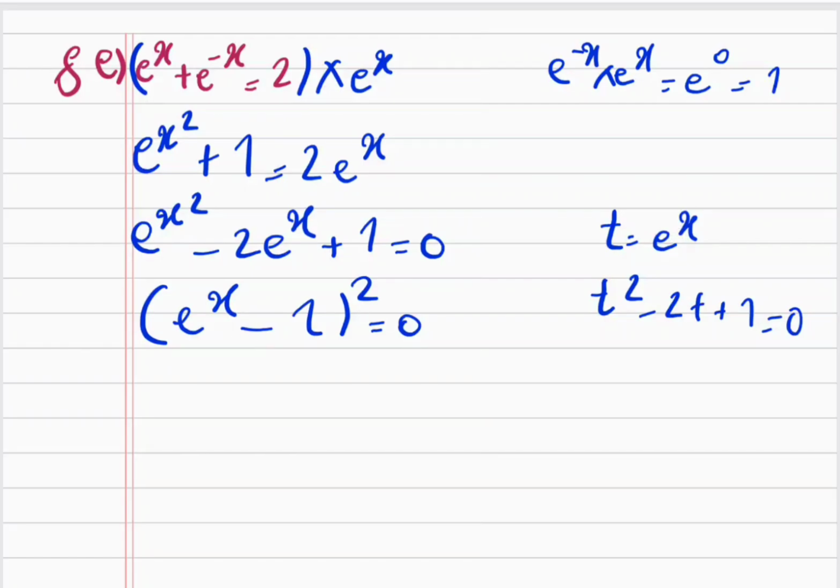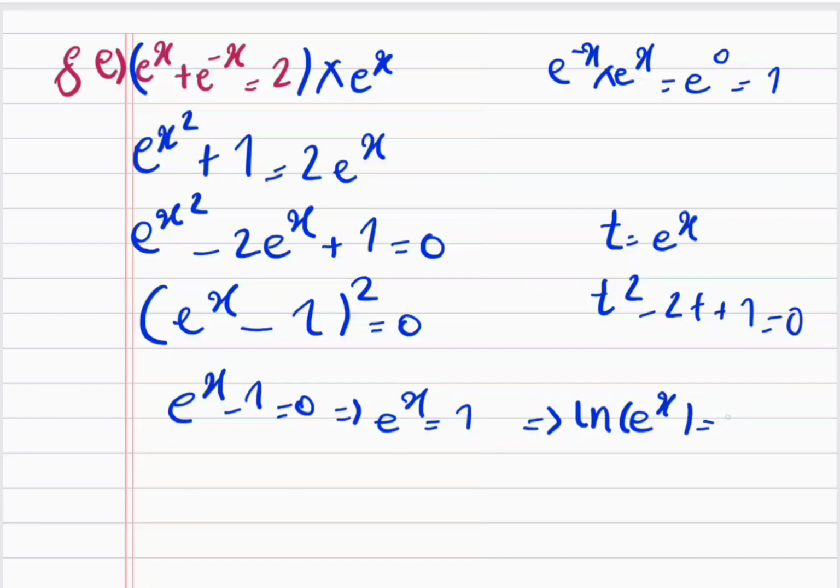But using this identity, in this case, we can take the square root of both sides. So we'll get e to the x minus 1 is equal to 0, which means e to the x is equal to 1. And finally, we just take the natural log of both sides. So we'll have ln e to the x is equal to ln 1. But remember, ln 1 is equal to 0, and ln e to the x is just equal to x because ln and e cancel each other out. So the answer is simply equal to 0.